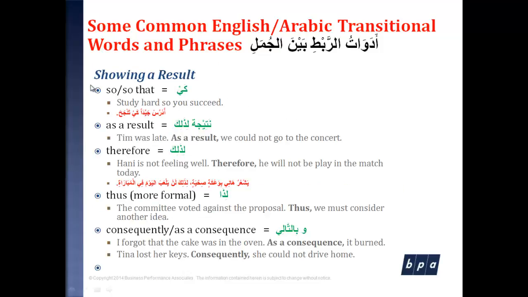This grouping showing a result here. So that, كي. Study hard so you succeed. ادرس جيدا كي تنجح. As a result, نتيجة لذلك. Tim was late. As a result, we could not go to the concert.